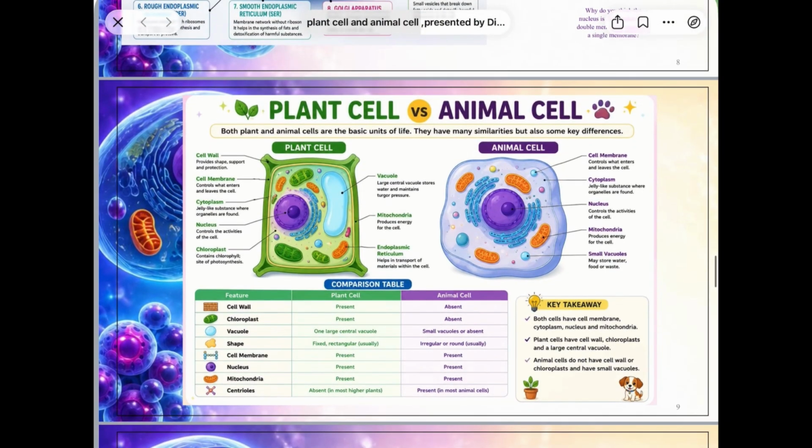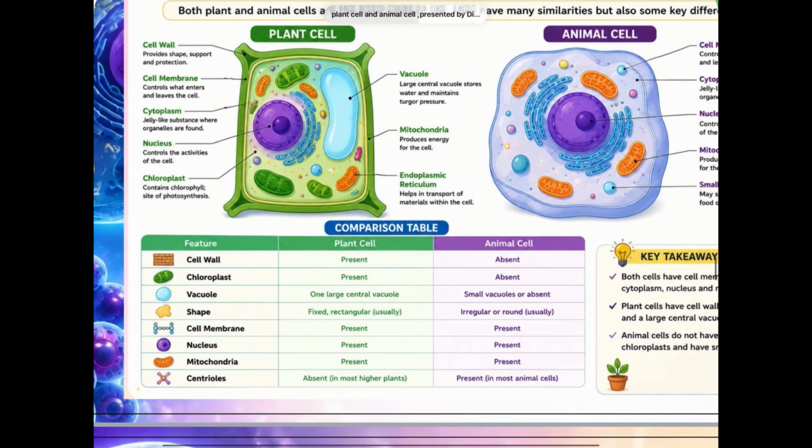Next, I will discuss the difference between the plant cell and the animal cell. So you have to look at this comparison table. Okay, as you all know, plant cell has the cell wall, which is absent in the case of animal cells. Chloroplast is also only present in the case of the plant cell. Animal cell does not have that. Vacuole, one large single vacuole will be present in the case of the plant cell. Animal cell will lack it, or maybe small vacuoles will be there. Shape, the plant cell has a fixed shape, usually rectangular, but the animal cells are mostly irregular.